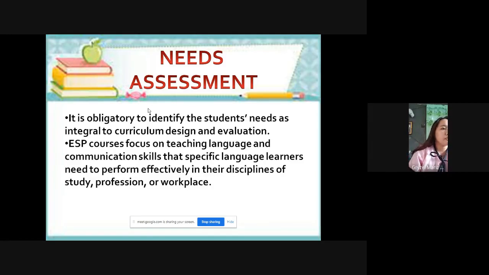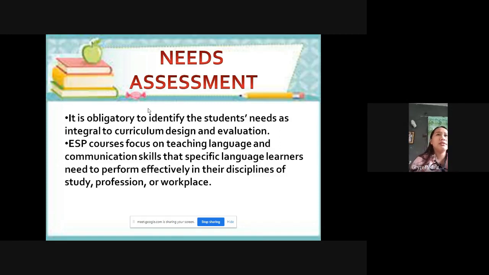Next, ESP courses focus on teaching language and communication skills that specific language learners need to perform effectively in their disciplines of study, profession, or workplace. When we're talking about ESP courses, we are talking about a specific language needed in their workplace, in their profession, or in their study. That's why the different courses have their own specific language to learn.